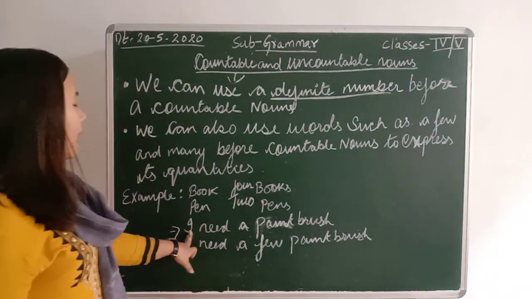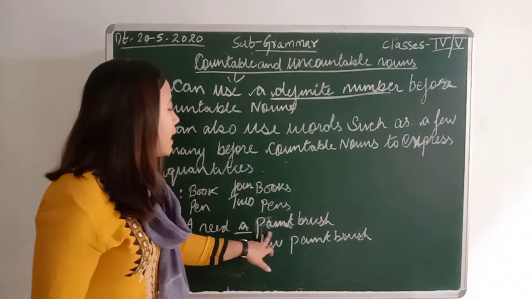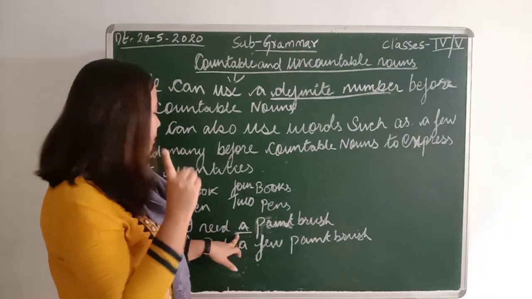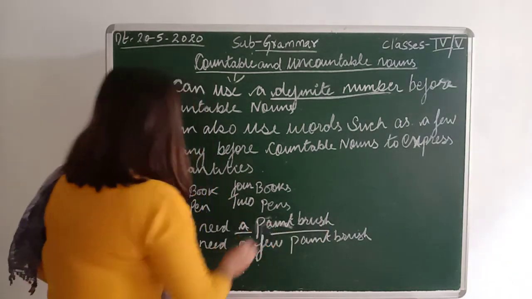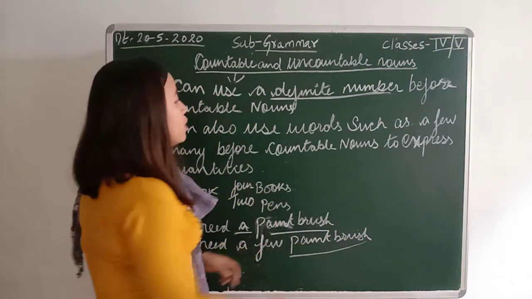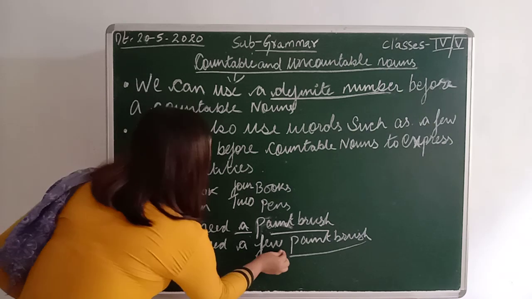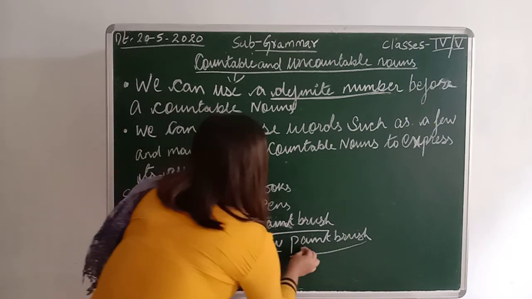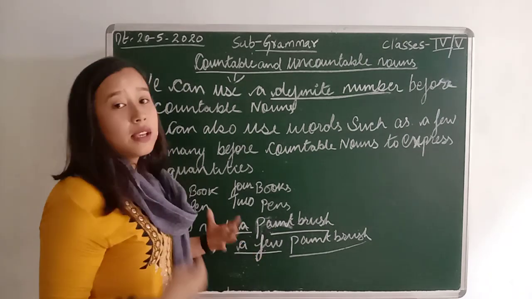We can also use words such as a few and many before countable nouns to express quantities. So example, I need a paintbrush. So it shows 1 paintbrush. This example shows only 1 paintbrush, and I need a few paintbrushes. We can use a few and many before countable nouns. So we can use a few in this countable noun to count.